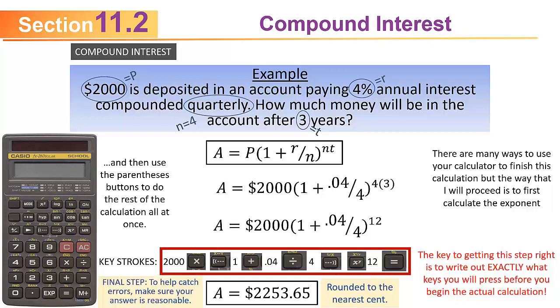Final step in all these problems is to think about, does that answer seem reasonable? You start out with 2,000. 3 years later, you've got about 2,250. Nothing flashes in my mind as being obviously wrong with that, so I think that's probably okay. If you get something like $20,000, you know that something's wrong with that, and you can go back and find your mistake.